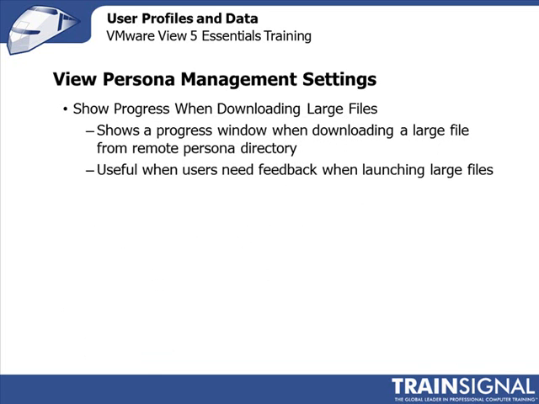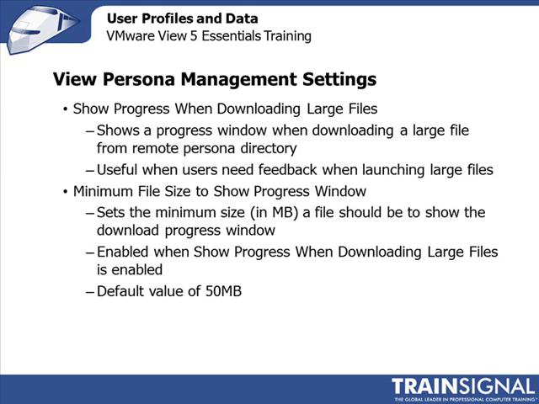When a large file is being downloaded by View Persona Management, a little progress bar will show up, which lets the user know that they are waiting for a file to download off the network. This is useful because users need to know why their file isn't opening up immediately. We can also identify the minimum file size, which will prompt View to show the progress bar for the downloaded file. By default, this is set to 50 megabytes and can be adjusted based on your user's needs for information and the speed of your network.